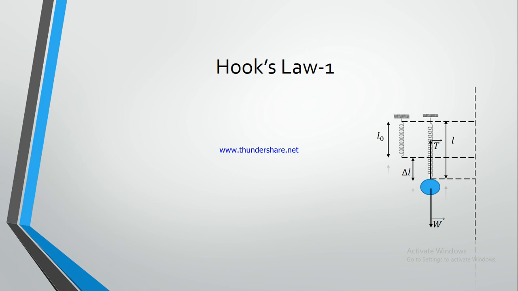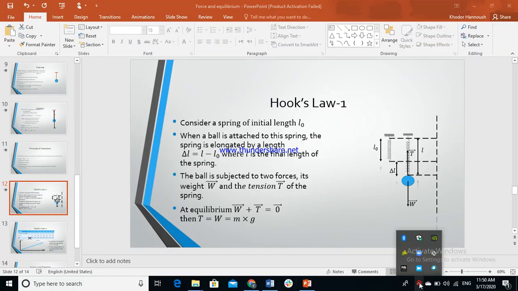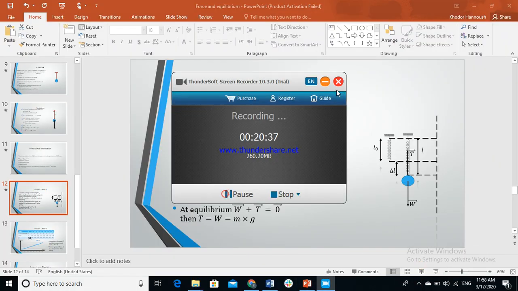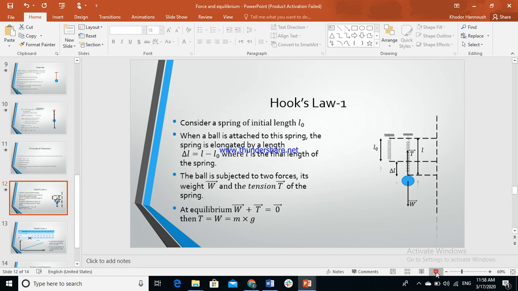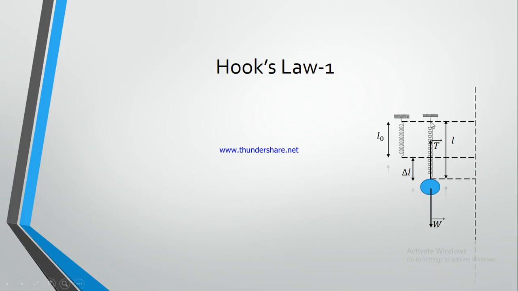Now we'll move to Hooke's law. Consider a spring of initial length L0. Now if we attach a ball to the spring, it will elongate and have a new length L, and we can see that the elongation is delta L, and it should be equal to L minus the initial length L0.